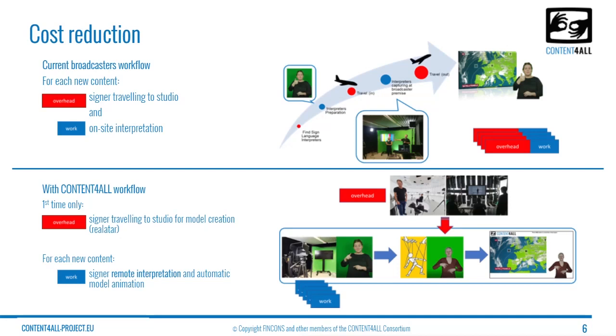And the only overhead here is the creation of the 3D virtual human, which can be done only once and then can be reused for one interpreter or for multiple interpreters by the broadcasters. And this solution is helping in reducing the cost of interpretation because you reduce the overhead and give the possibility to the sign language interpreters to interpret even more content.